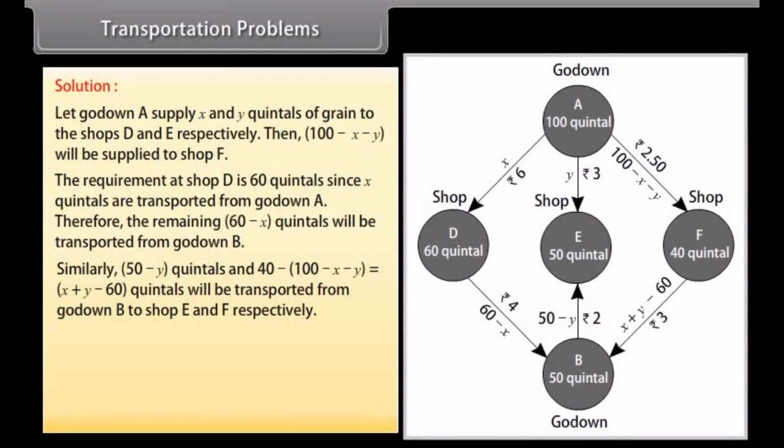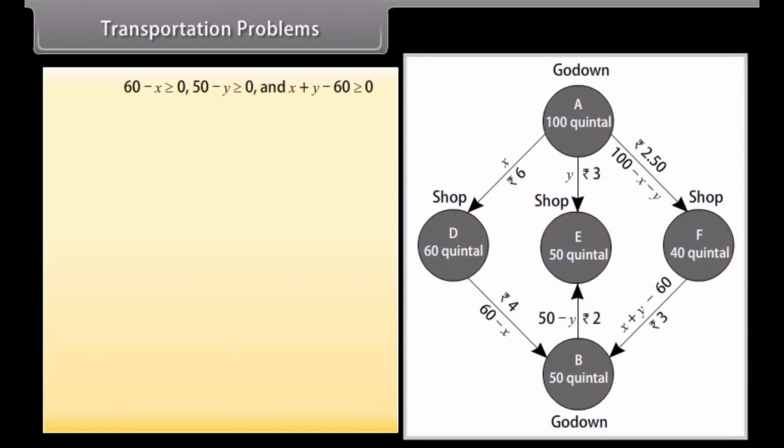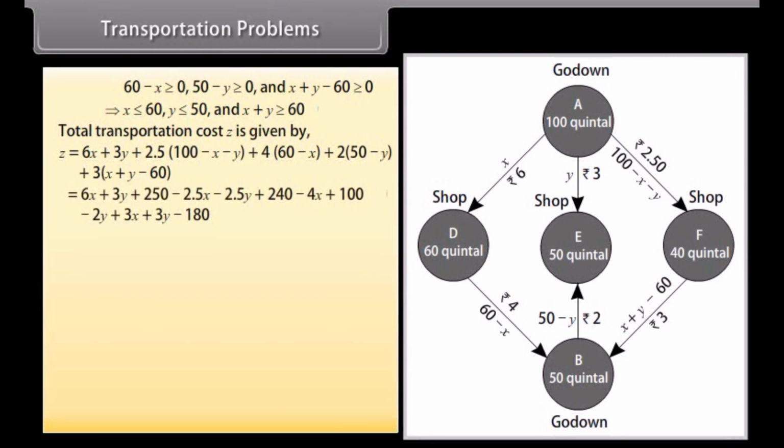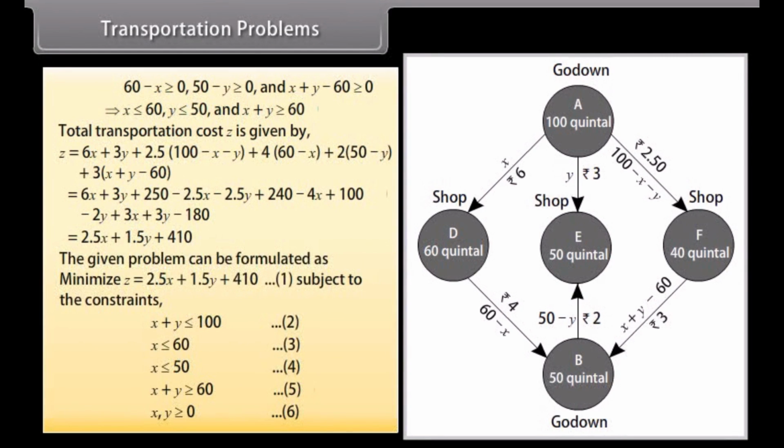Similarly, 50 minus y quintals and 40 minus (100 minus x minus y), which equals x plus y minus 60 quintals, will be transported from godown B to shops E and F respectively. The given problem can be represented diagrammatically. Total transportation cost Z is given by, the given problem can be formulated as: minimize Z equals 2.5x plus 1.5y plus 410. Mark it as equation 1.